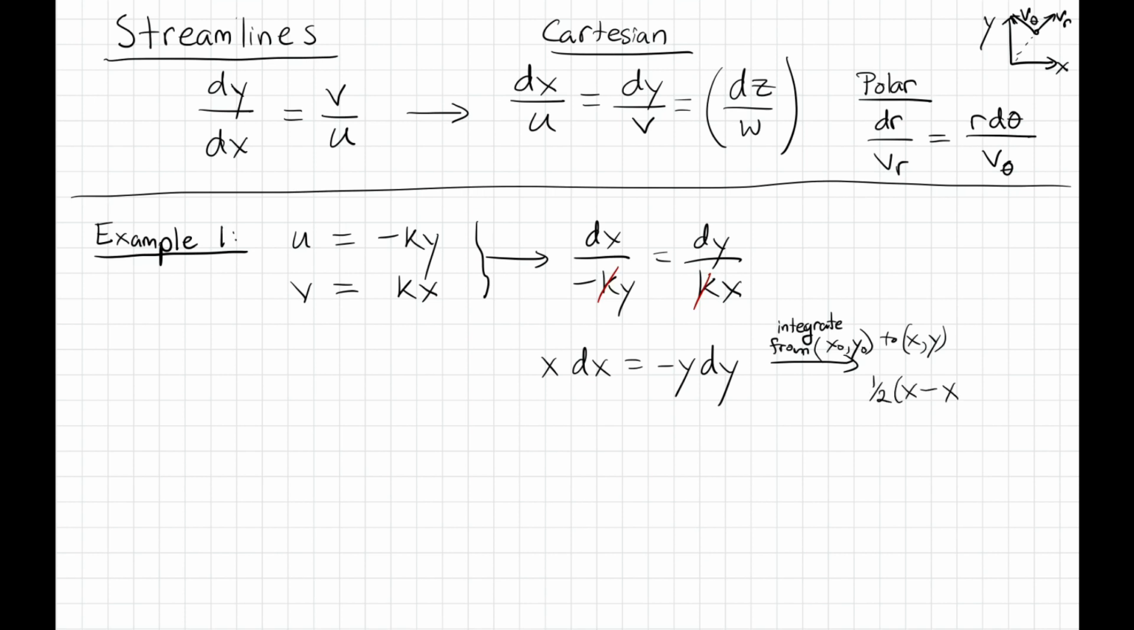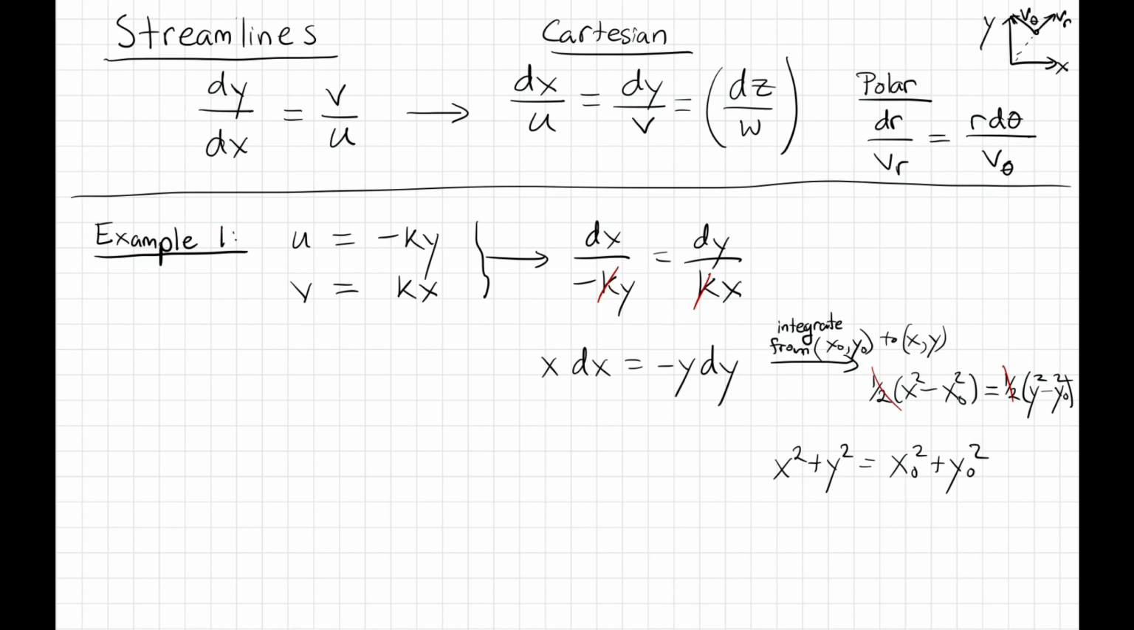So in this case, that's pretty easy to do. That'll give you half times x squared minus x0 squared. And then the right-hand side will give you half times y squared minus y0 squared. And I can separate those. So I just solve algebraically, and I can see that I can separate that in a convenient form where I can interpret what that geometry is.